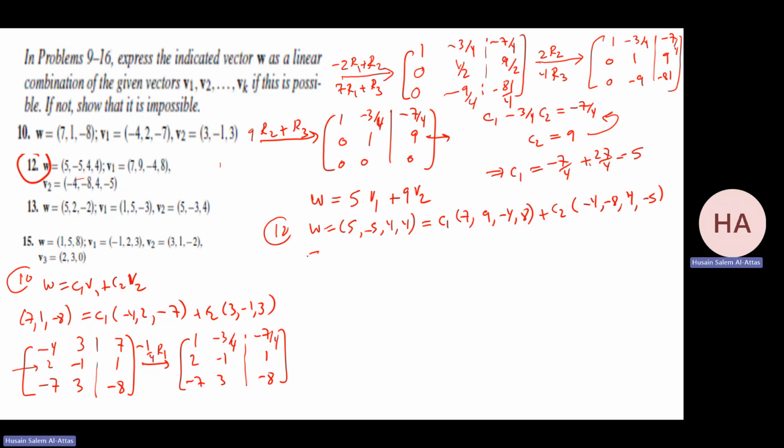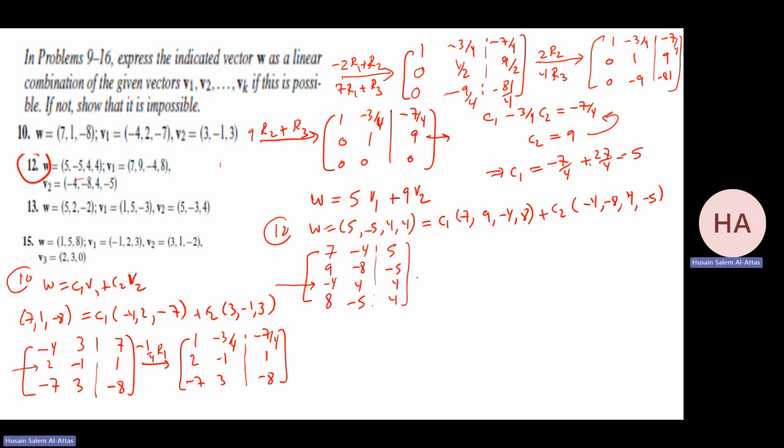Let me solve the equation. I have what? (7, 9, -4, 8), (-4, -8, 4, -5). I want it to equal (5, -5, 4, 4). Wow. I think I can deal with this one to make it easier.